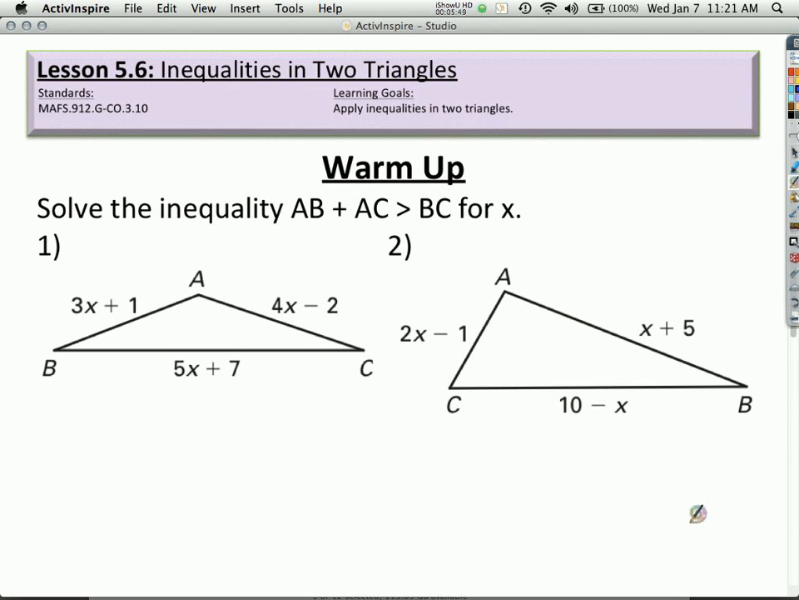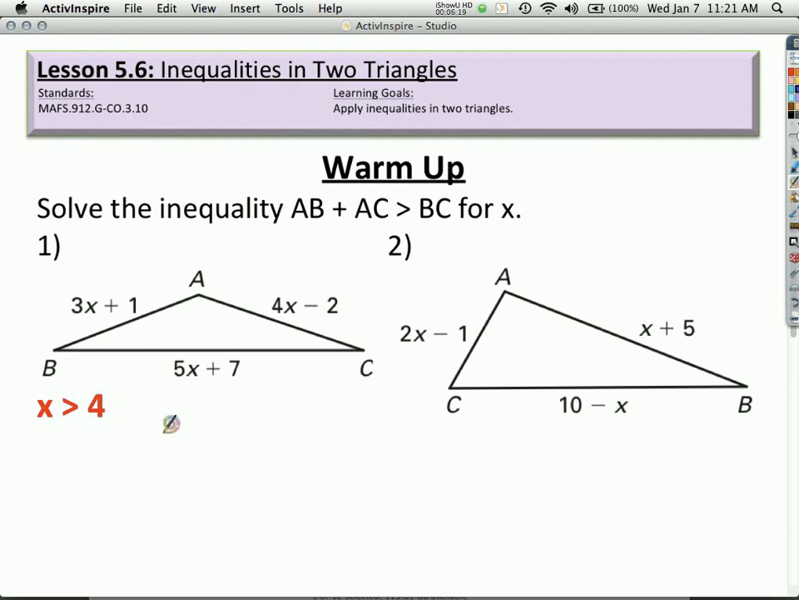Question number one, I've got students 18, 9, 5, and 1. Student number 18, what'd you get? X is greater than 4. Okay, student number 9. X is greater than 4. So you two agree. Student number 5. X is greater than 4. 3 people agree. Student number 1. X is greater than 4. Very good.